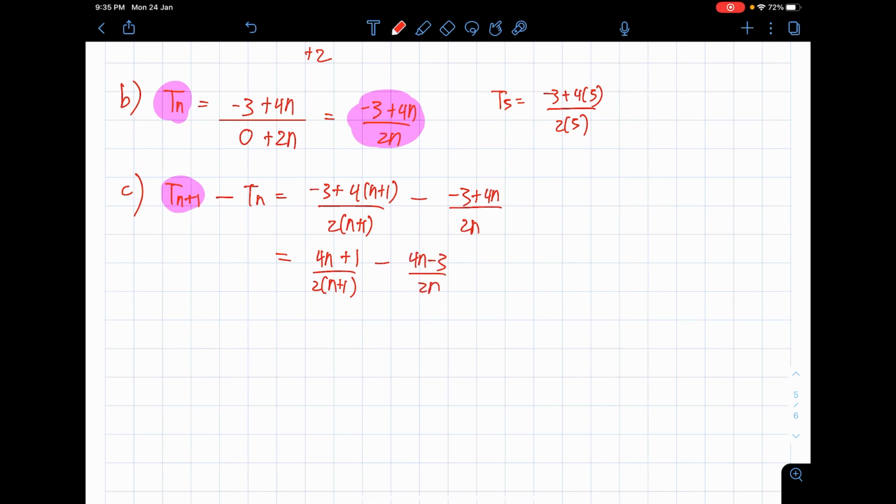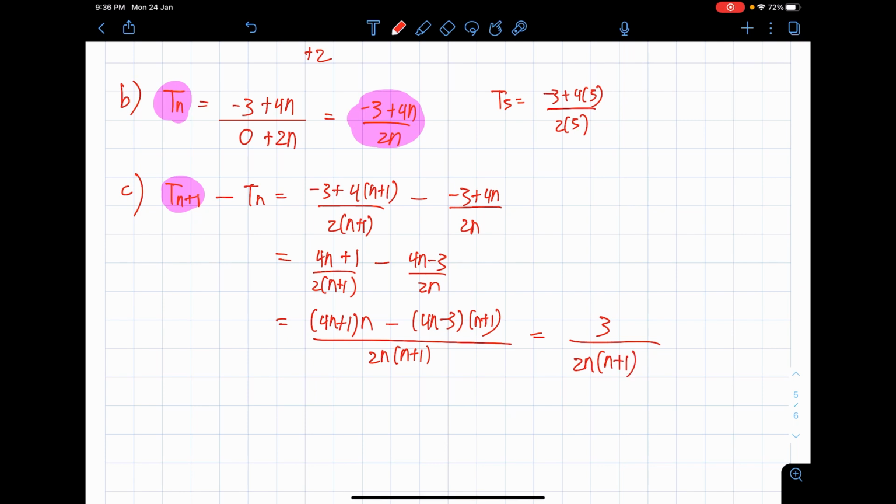Then you just need to make the same denominator, like this. Then just expand and simplify. I'll just fast forward. You're going to get 3 over this. Shown, lah. Because the question is about show anyway.